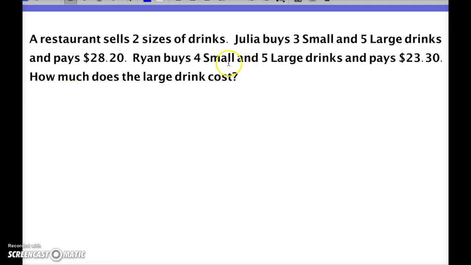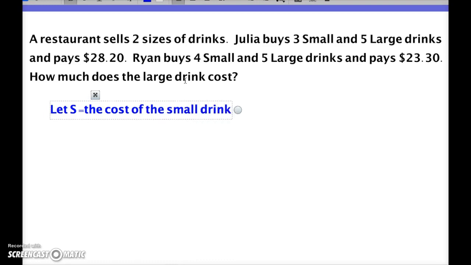Well, obviously we have both small and large drinks happening here, so my variables need to incorporate both of those. So I could set those up as let S equal, and I'm looking at the cost of the drinks, not the number of drinks, so I need to specify that. So S would be the cost of the small drink. And maybe I would put for the large one L. So let L equal the cost of the large drink.